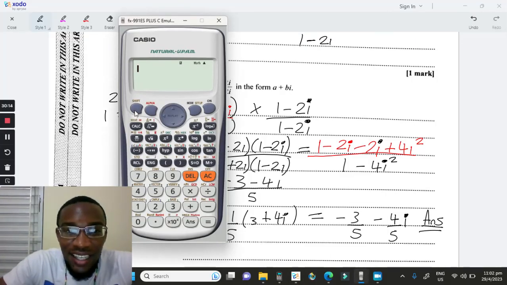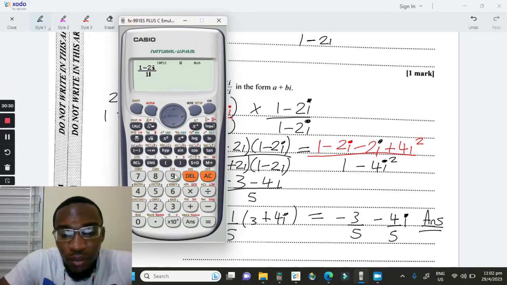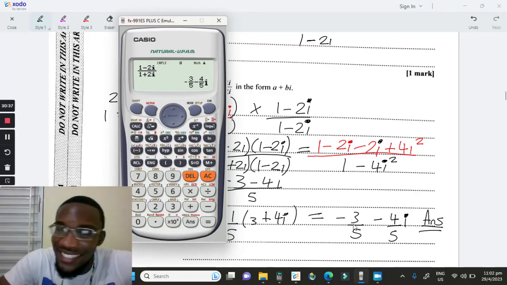We love this calculator. So for the complex number, we'll just put it in complex mode. So change it to complex, and put in the complex number 1 minus 2i over 1 plus 2i, just to check your answer. Bam! Just like what we got. So we know we're correct.